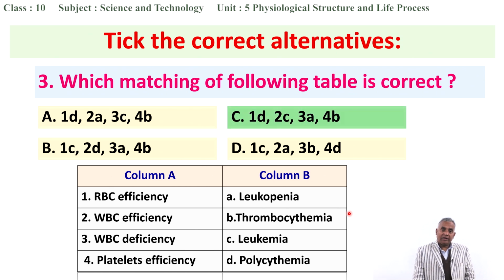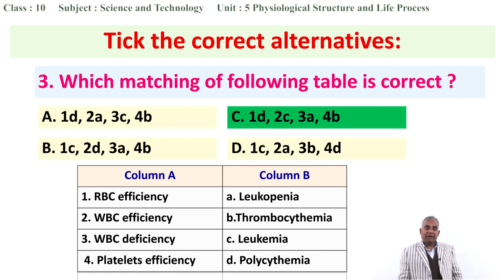Okay. Now see which one is correct. 1C, RBC efficiency causes polycythemia. 2C, 2 is WBC, efficiency causes what? Leukemia. WBC deficiency causes what? That is 3A, leukopenia. Platelets efficiency causes what is remaining? That is 4B, thrombocythemia or thrombocytosis.